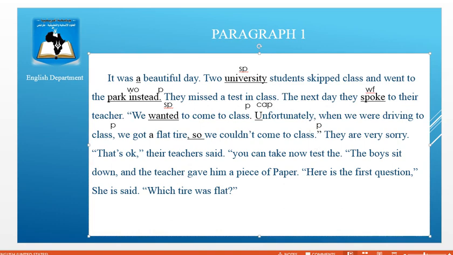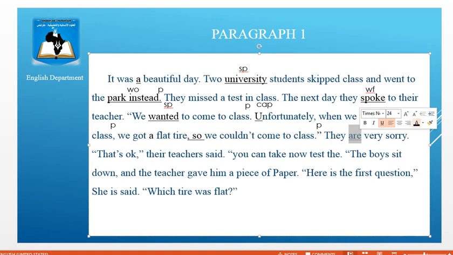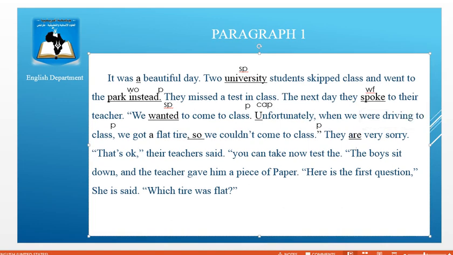They were very sorry. They are very sorry. They were very sorry. So this is a verb tense. Verb tense, VT. They were very sorry, so the answer is were. We correct it. Were very sorry.